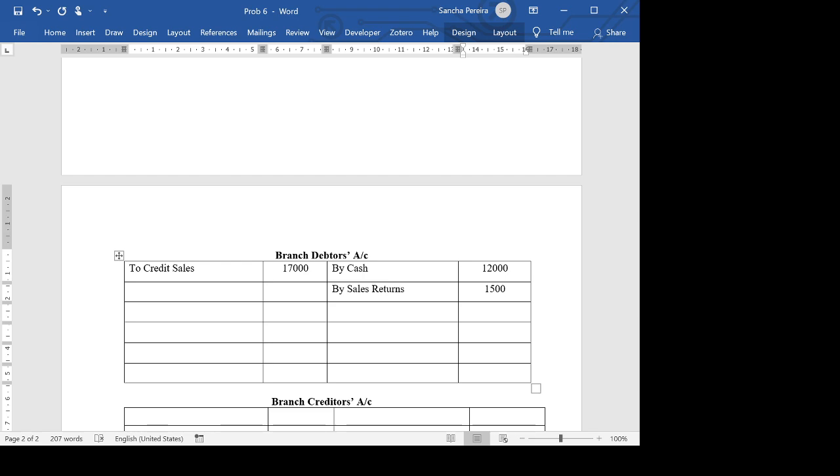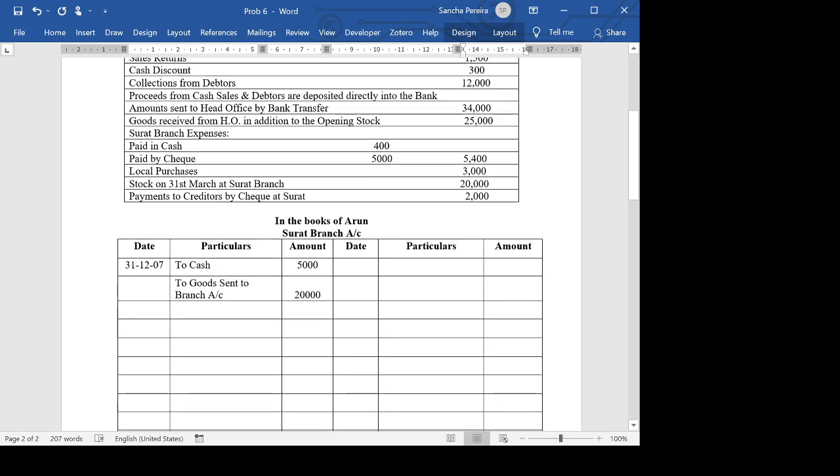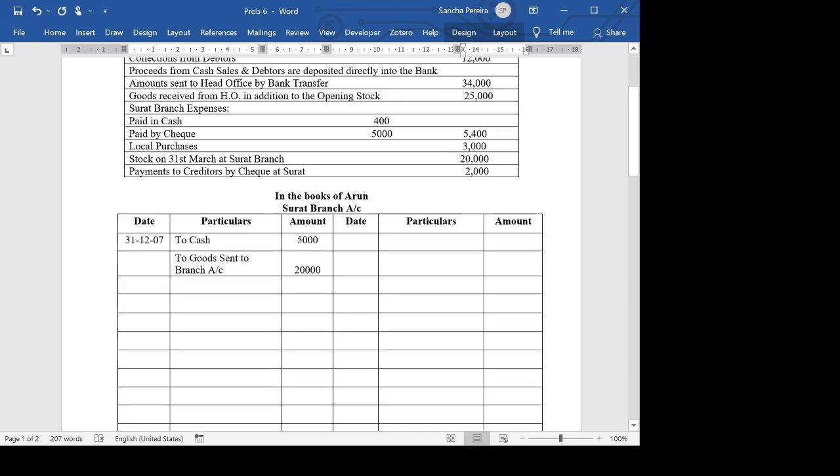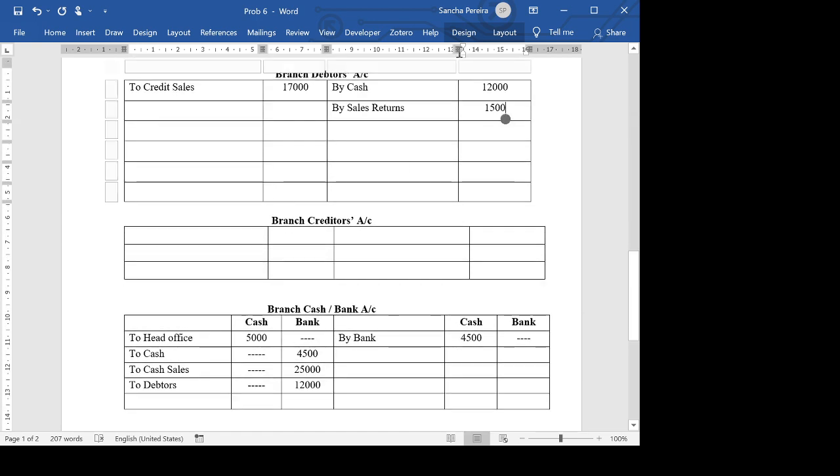Okay. Next we have cash discount. Now, where will this cash discount come? The first thing it will come is in the debtors account, because you're giving your debtors a discount. By discount, the amount is 300. Now, since they have said cash discount, some people may get confused that it has to come in the cash account.